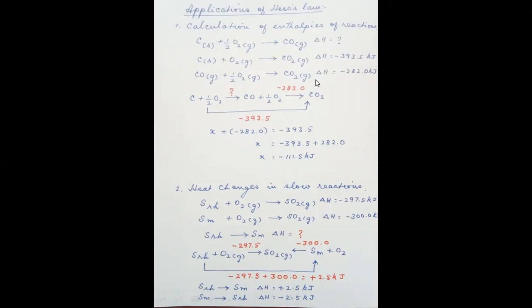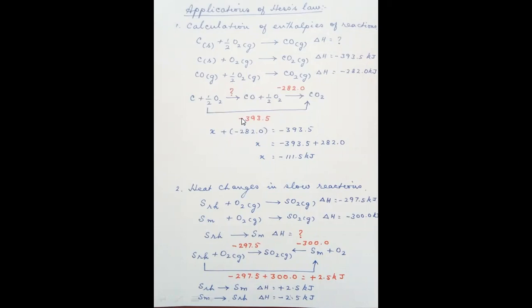But using Hess's law, I can calculate this. That is why the reaction is written like this. Look here, carbon combining with half molecule of oxygen to form carbon monoxide, the enthalpy change is not known. But carbon monoxide combining with half molecule of oxygen to form carbon dioxide, enthalpy is known to be minus 282.0 kilojoule. At the same time, carbon combining with oxygen to form carbon dioxide, the total enthalpy is also known.